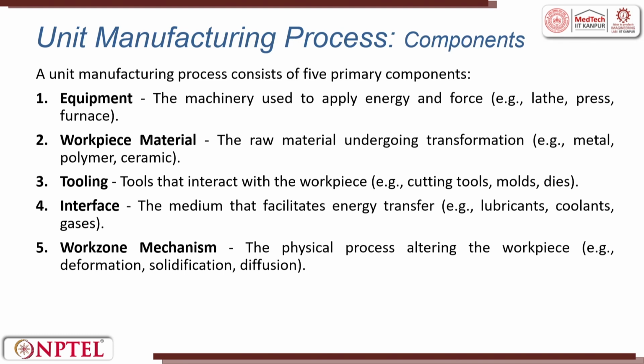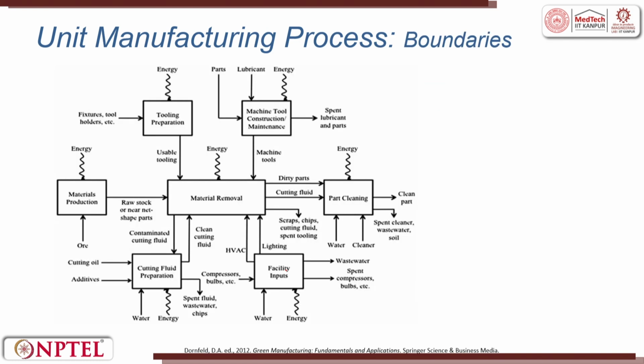Again, talking about the 5 primary components: equipment, the machinery used to apply energy and force; workpiece material, the raw material undergoing transformation; tooling, tools that interact with the workpiece; interface, the medium that facilitates energy transfer, that could be lubricants, coolants, etc.; and work zone mechanism, that is the physical process altering the workpiece. That could be deformation, solidification, diffusion, or anything like this.